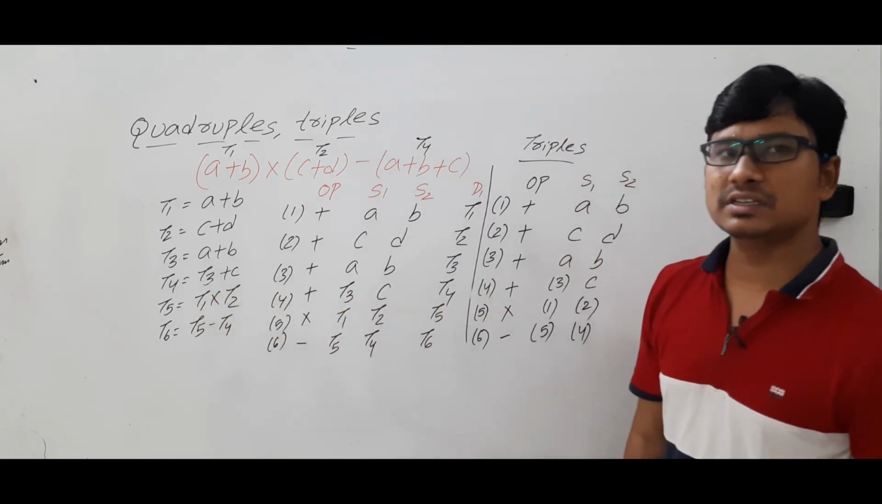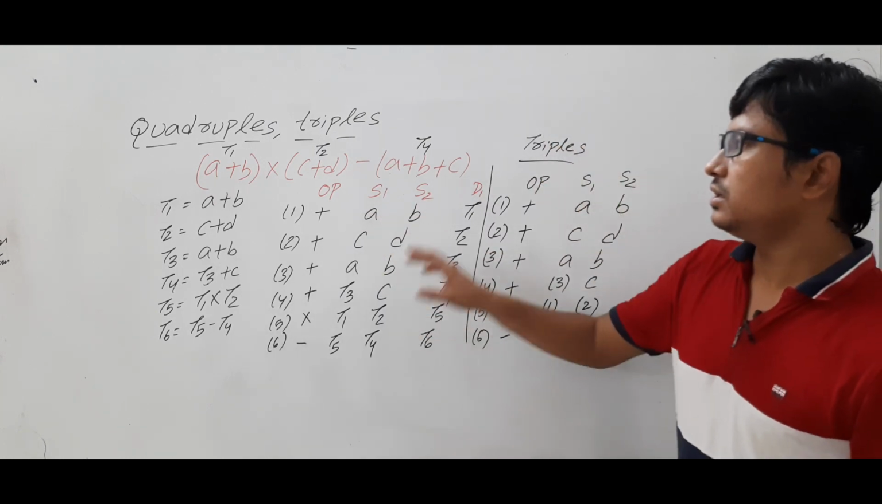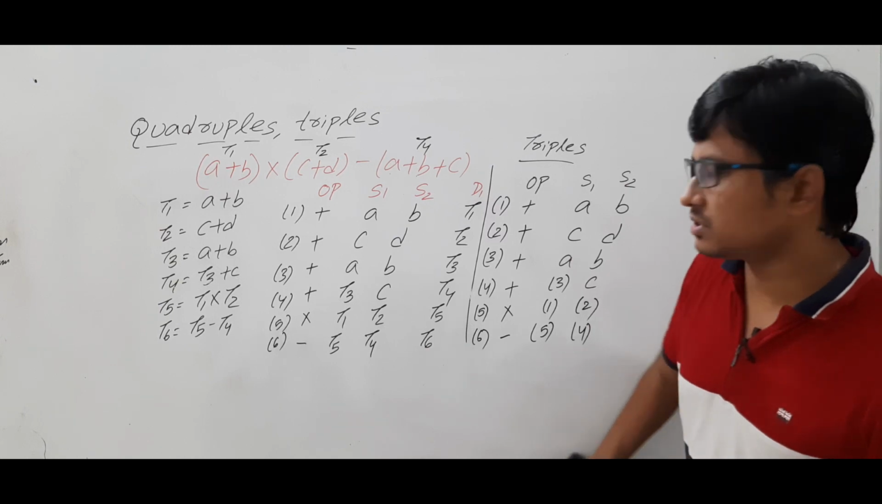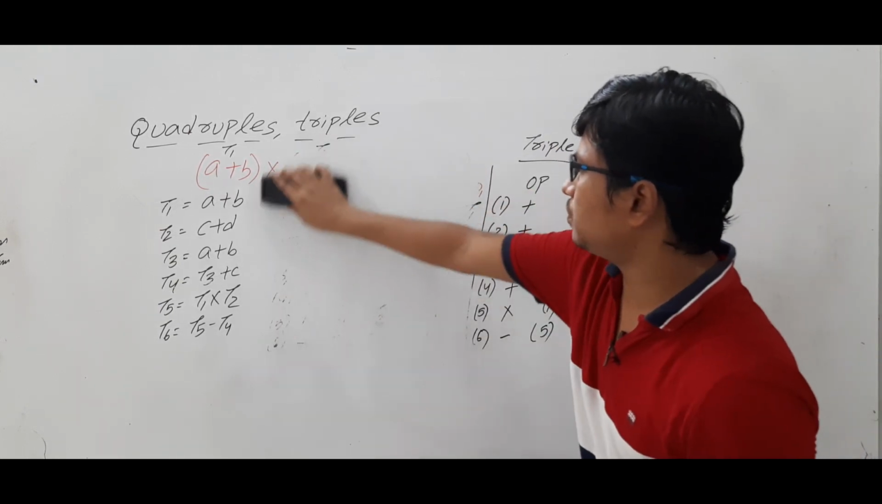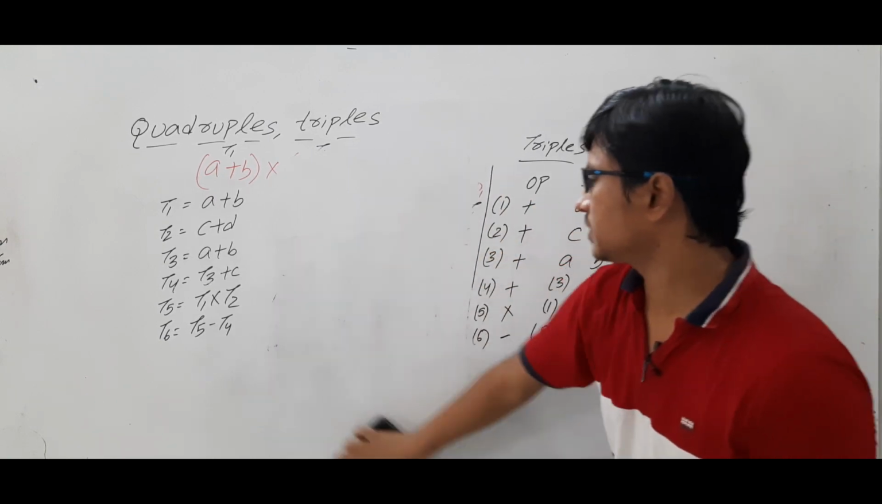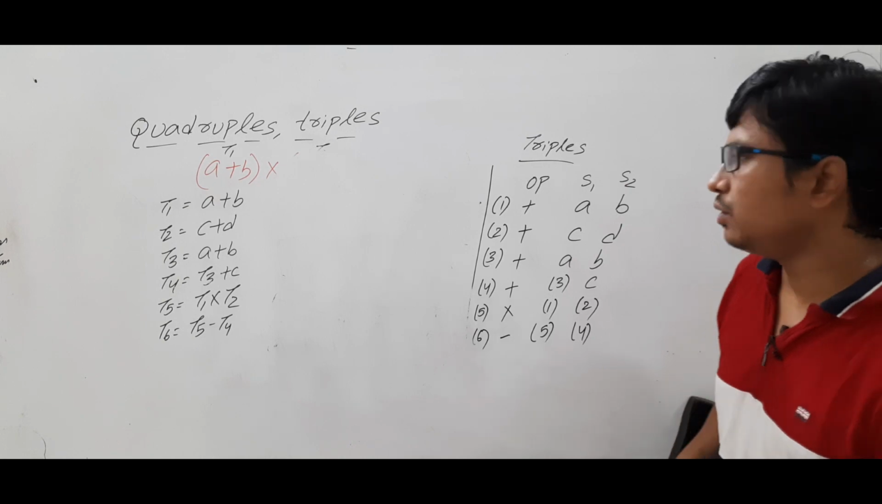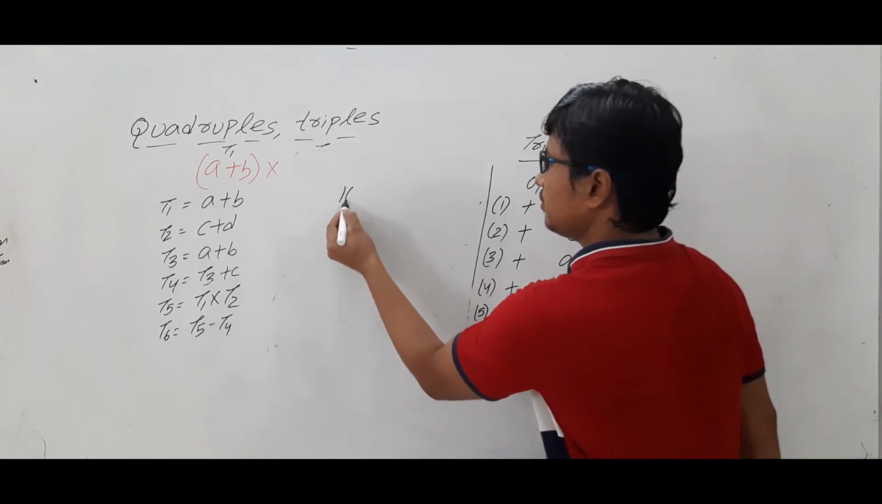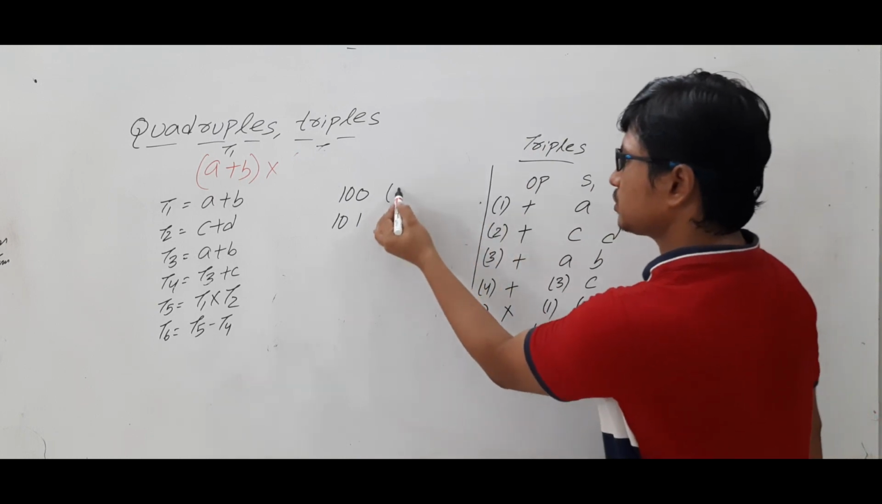Now let me discuss the indirect triples. Is it clear? So let me erase this part. The indirect triples is a very simple one. This is the triples. Now indirect triples is this triple, where what I will do is store it in some address location, 101. This value I will store.